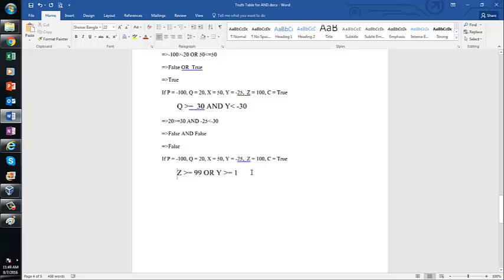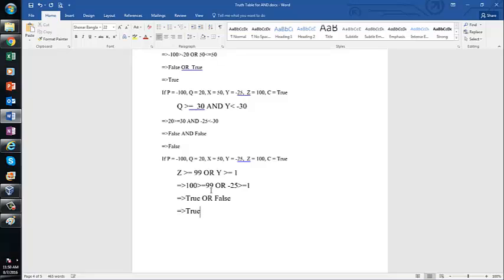Okay, here, what is the value of z? 100. 100 greater than or equal to 99, or, what is the value of y? Minus 25. Minus 25 greater than or equal to 1. Now let's see. So 100 greater than or equal to 99, this is true. And then OR minus 25 greater than or equal to 1 is false. So the answer is true.